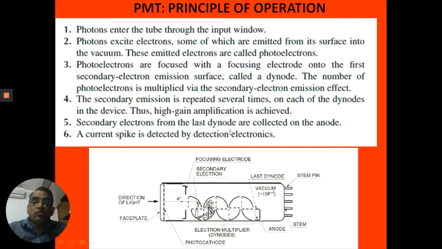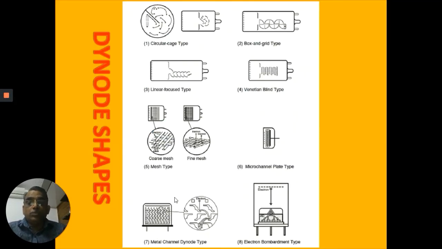Secondary electrons from the last dynode are collected on the anode and measured as your signal, the current spike that is used as the detection of the signal. And that is how the entire dynode assembly amplifies the single electron that you get by the ejection from one photon. So this is the way the PMT works to collect the signal on light exposure.